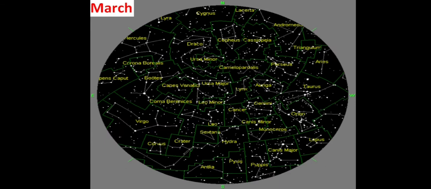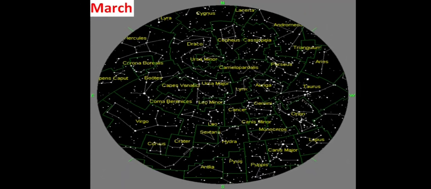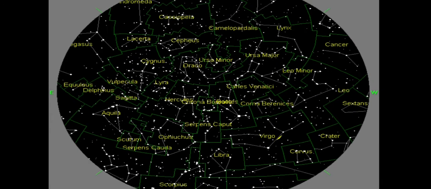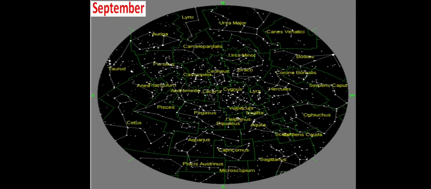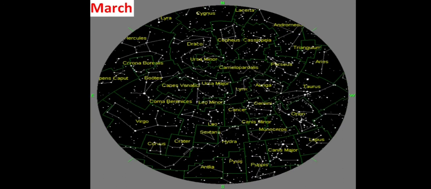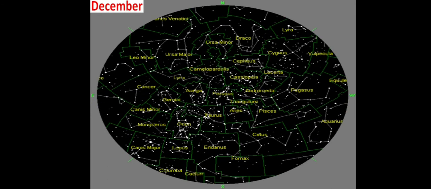In March, you can see different examples of constellations: Cancer, Orion, Leo, and many more. How about April, May, June? These are the constellations you will easily see in the months of April, May, and June. Then you have also July, August, September. Then October, November, December. Just pause the video so you can familiarize yourself with the different constellations found during the different months of the year.